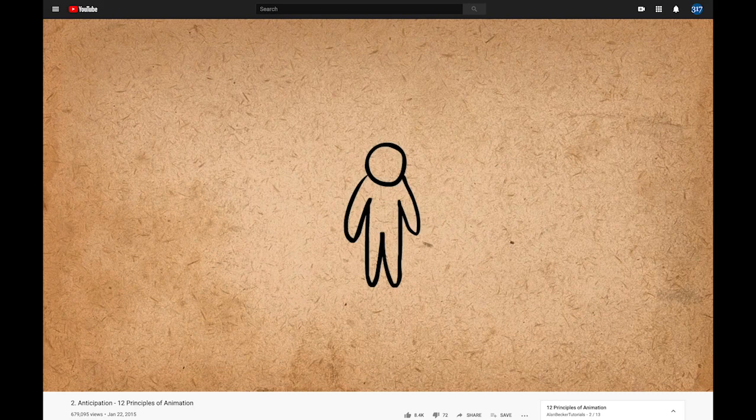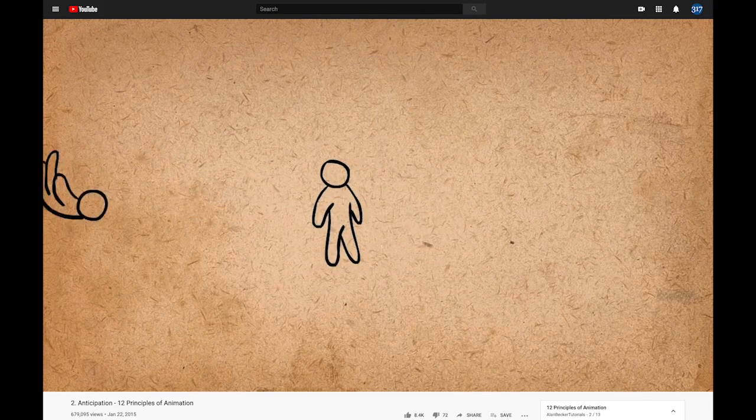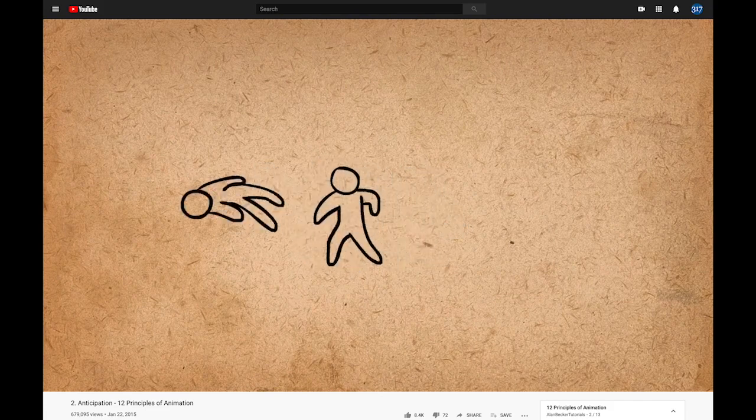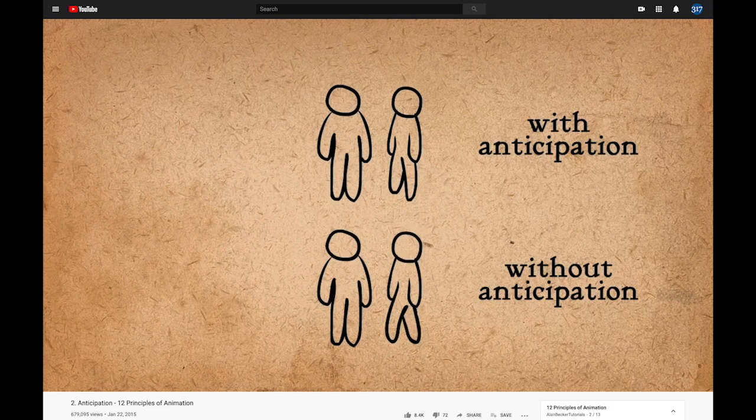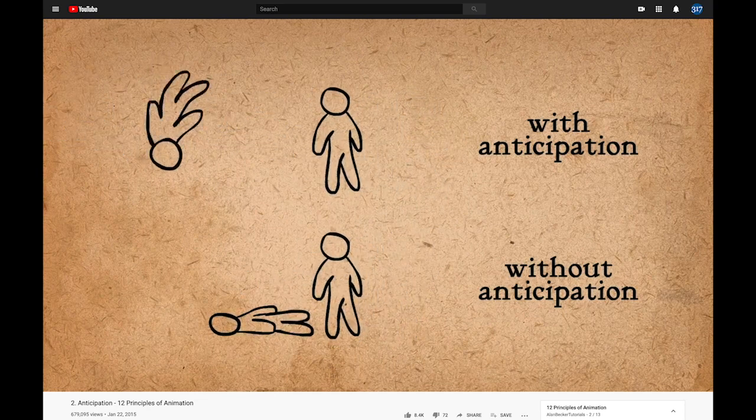Look at this character jumping without any anticipation. It looks very unrealistic because the energy to jump comes out of nowhere. Here's another example. A punch. To add power to the punch and communicate to the viewers that he is about to punch, he reaches his arm back and then punches. By contrast, having no anticipation results in a very weak punch.